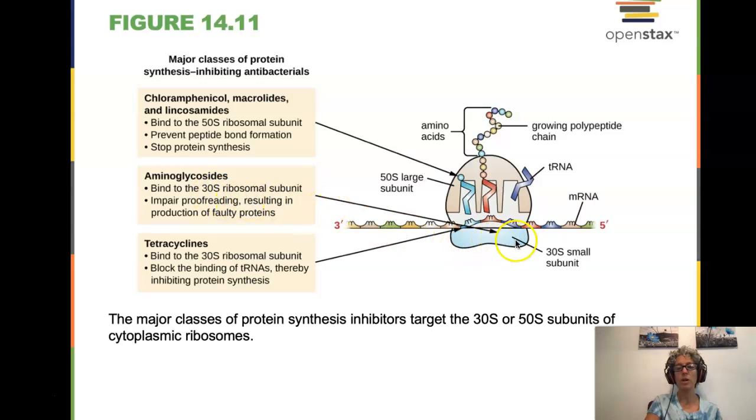Aminoglycosides bind to the small subunit. And that means that we can't do proofreading. It doesn't correctly bind to and direct the tRNA coming in to the codons. It causes that little mRNA to bend, and it's not going to work correctly. The tetracyclines also bind to the 30S subunit, but it prevents the tRNAs from binding at all. And if tRNAs cannot hydrogen bond to the codons, then we can't get any protein synthesis happening.